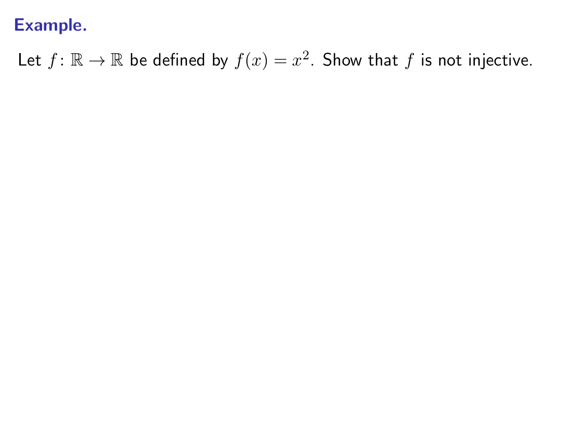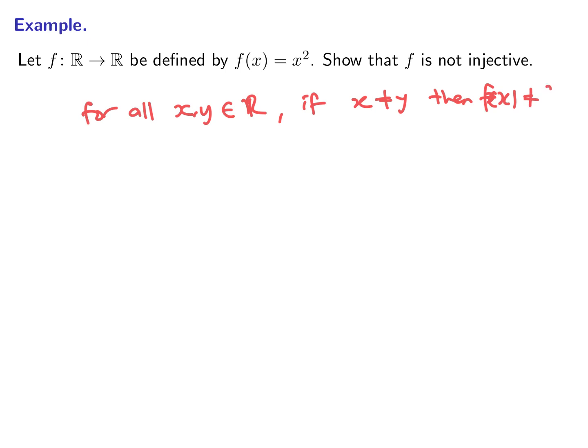Now let's take a look at this example. We're going to show that this function is not injective. Okay, f is f(x) equals x squared. Show that this is not injective. So let's write down again the definition of injectivity. f is injective if what? If for all, we have to have quantifiers first, for all x and y in R, if x is not equal to y, then f(x) is not equal to f(y).